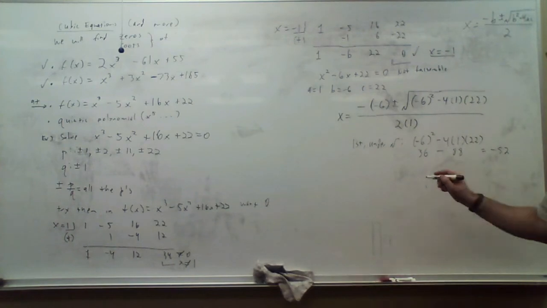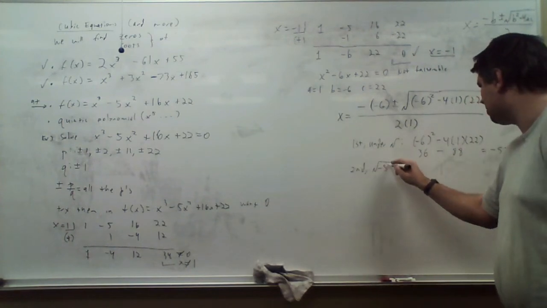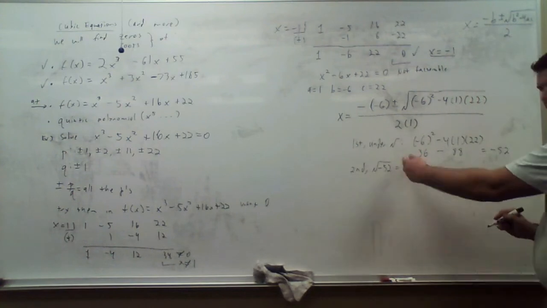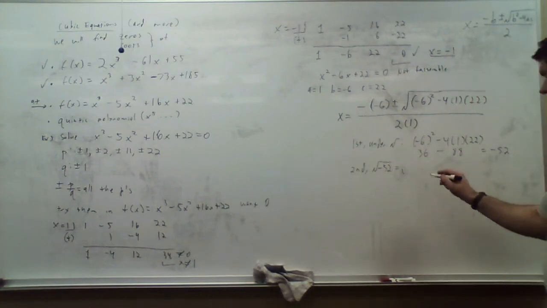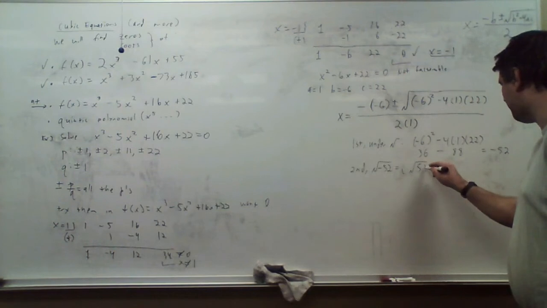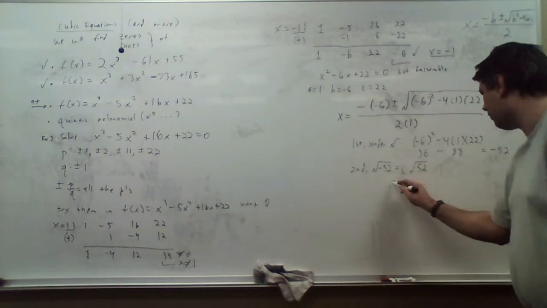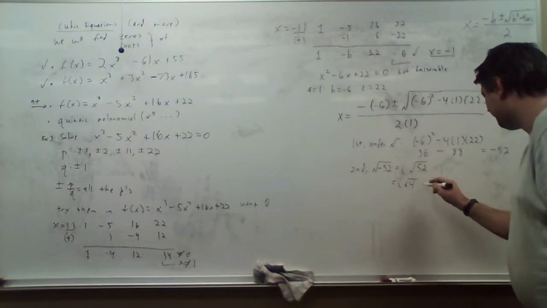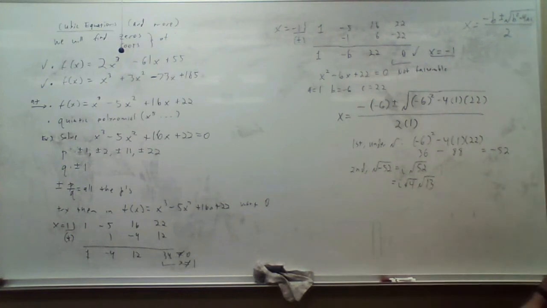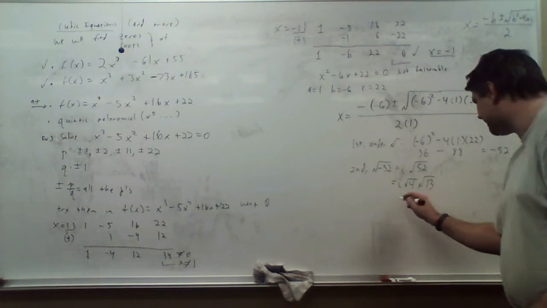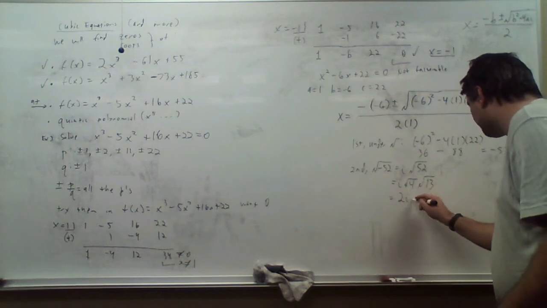Second, the square root of negative 52. Well, it's a square root of a negative number, so we're going to factor out the imaginary unit, and that gives me the square root of positive 52. 52 is divisible by the perfect square, 4. 52 divided by 4 is 13. So this ends up being 2 times i times the square root of 13.